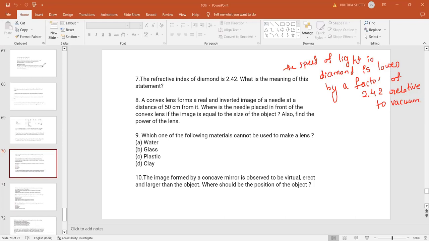For example, if you consider n is equal to c by v, n value is 2.42 for diamond, which is equal to c divided by v. Correct? So c is equal to 2.42 into v. Here I have written 2.42 into v is equal to c, that only I have explained here. See, the speed of light in diamond is lower by a factor of 2.42 relative to the vacuum. That is the meaning here. That is the answer for the seventh question.